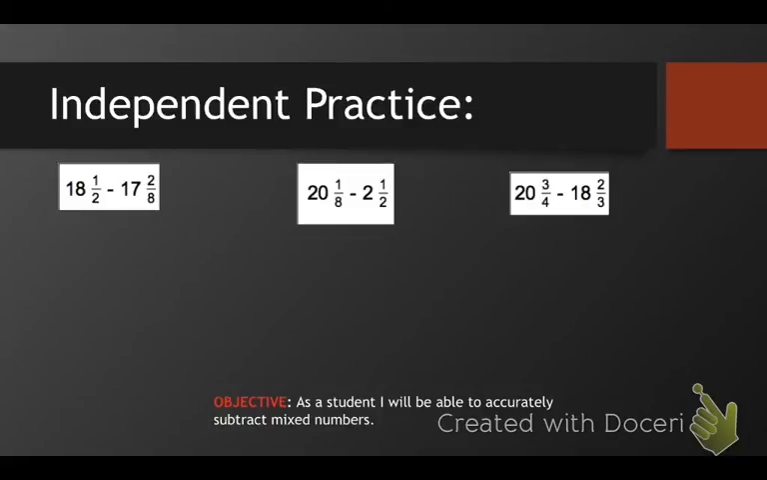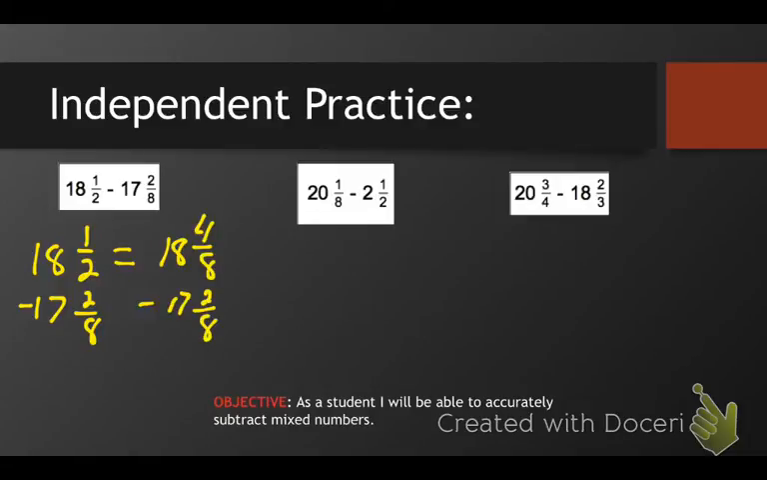I'm going to do these really quickly. I'm not going to explain myself very much. So here we go, 18 1/2 minus 17 and 2/8. Common denominator was 8, so 18 and 4/8 minus 17 and 2/8, and 4/8 minus 2/8 is 2/8. 1 and 2/8, and I'm going to put it over here because I'm running out of space. That's 1 and 1/4. That should have been your answer.